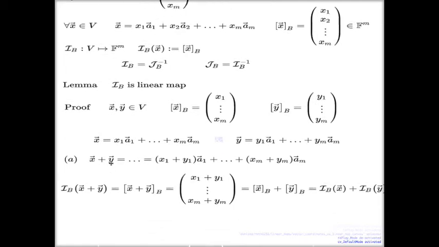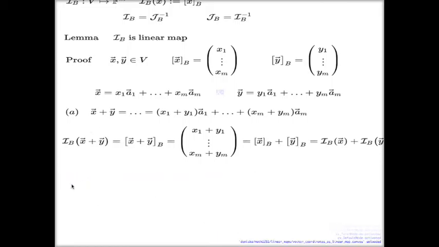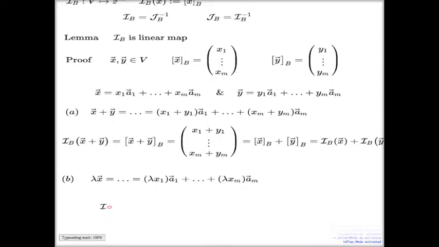Okay, a similar argument works for the B part. If I argue the B part of linear map, first I make the observation that if I scale a vector, from here, through simple manipulation, this is as good as this. And hence, when I apply IB to lambda x, by definition of IB, it is here. That's the definition of IB.